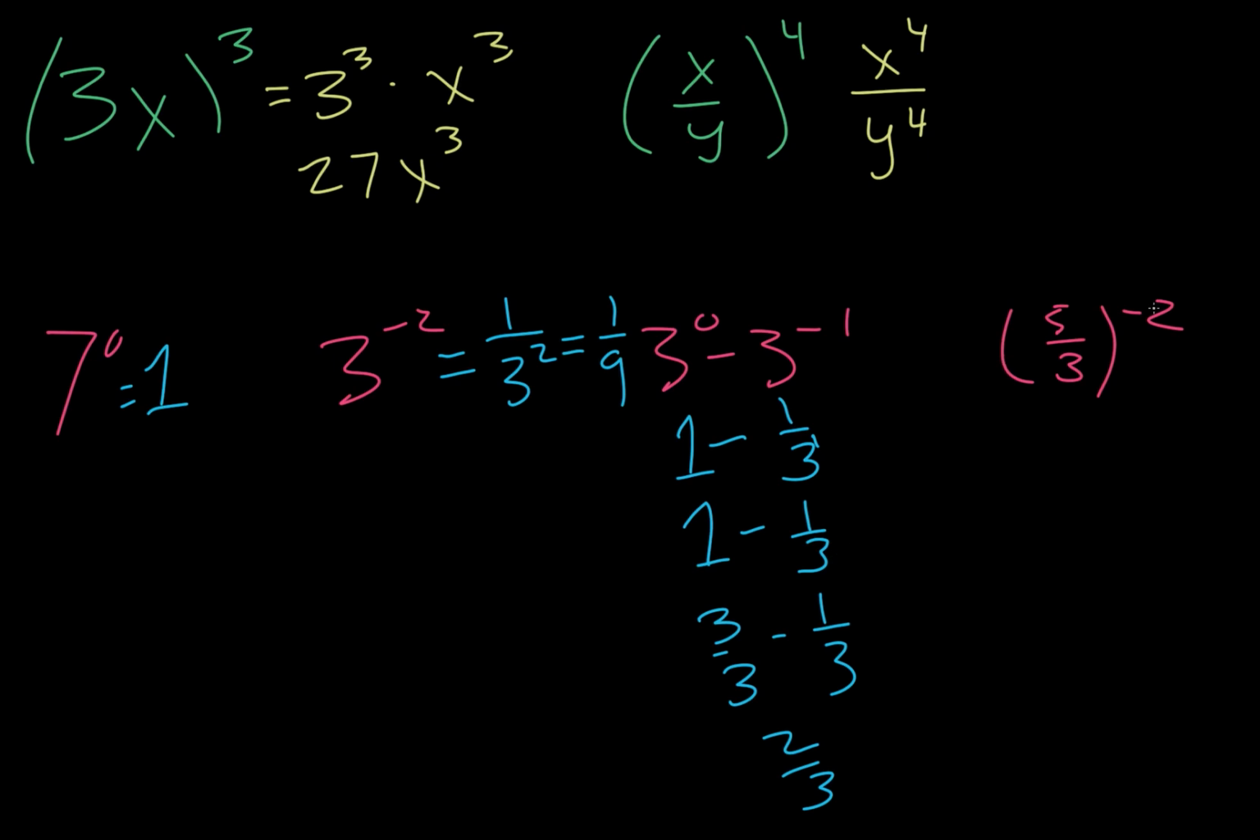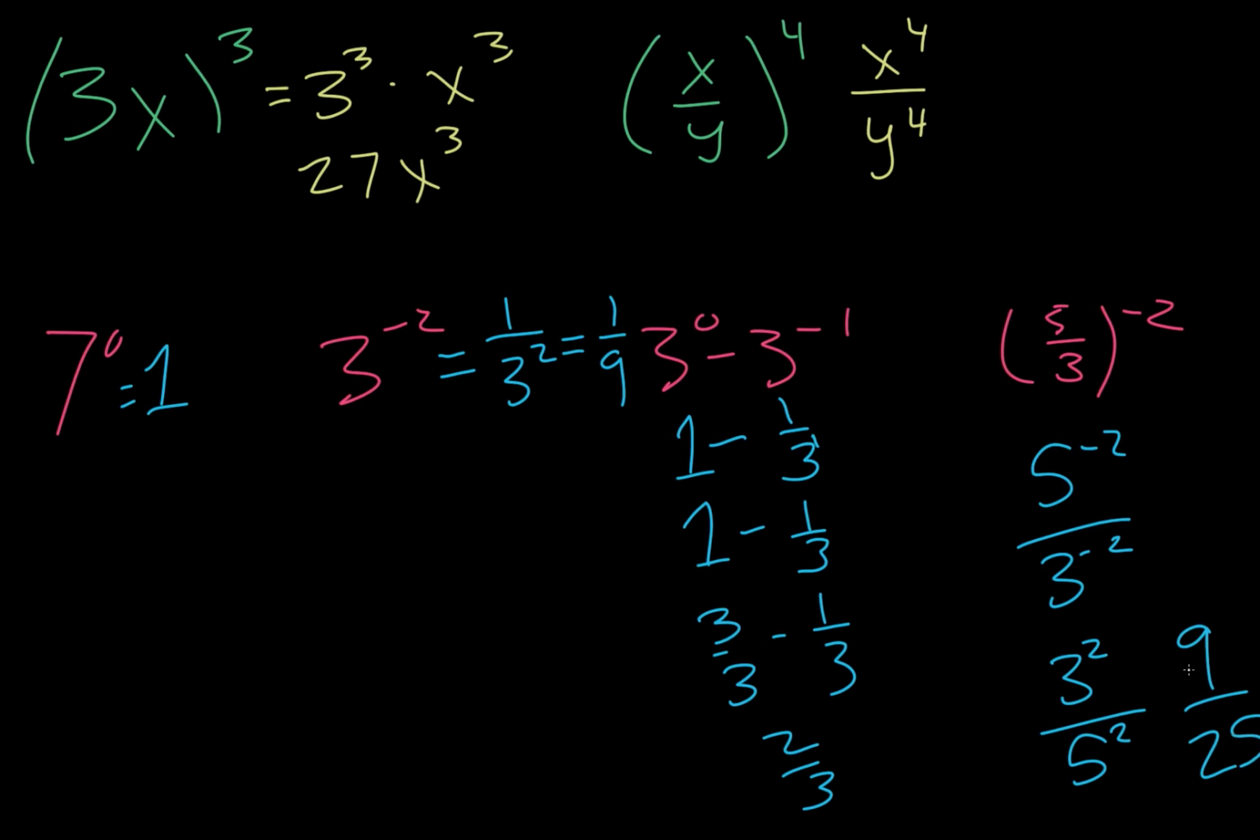And then this one we need to distribute the -2. So 5 to the -2, 3 to the -2. Now since these are both negative, that means they're on the wrong side. So we're actually going to flip the fraction upside down. So it's now going to be 3 squared over 5 squared. And then we just need to simplify those. So 3 squared is 9, 5 squared is 25, and that's our answer on that one.